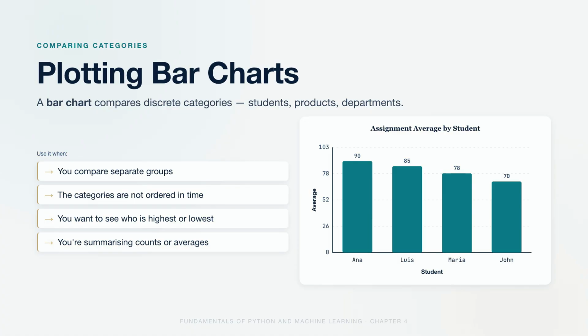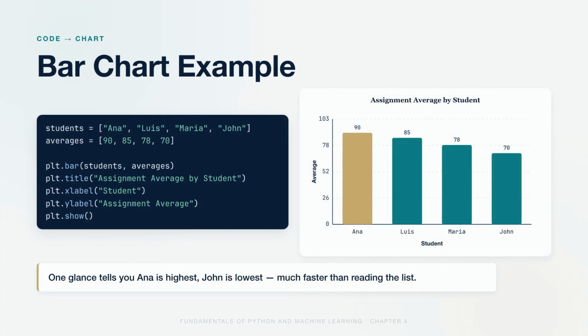Unlike a line chart, a bar chart does not usually focus on continuous change over time. It focuses on comparison. Here's a simple bar chart example. This chart compares assignment average for 4 students. Each student has one bar. The height of the bar represents the assignment average. From the chart, we can quickly see which student has the highest average and which student has the lowest average. This is easier than scanning a table manually.